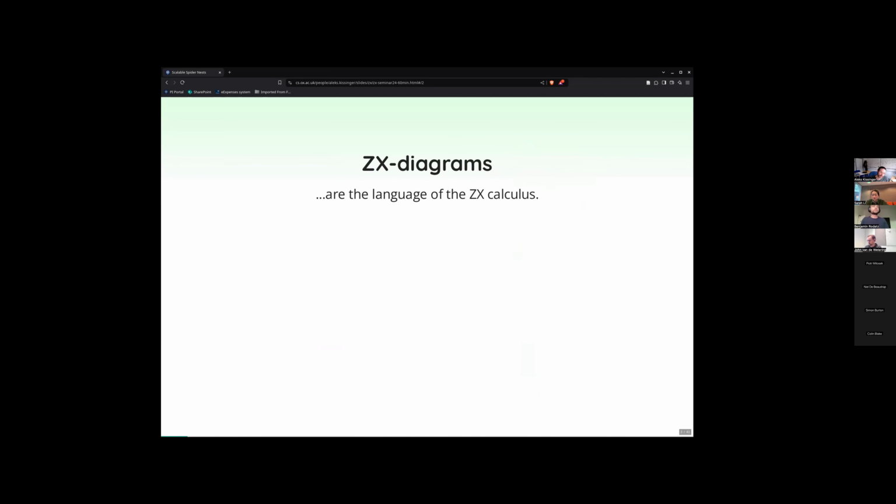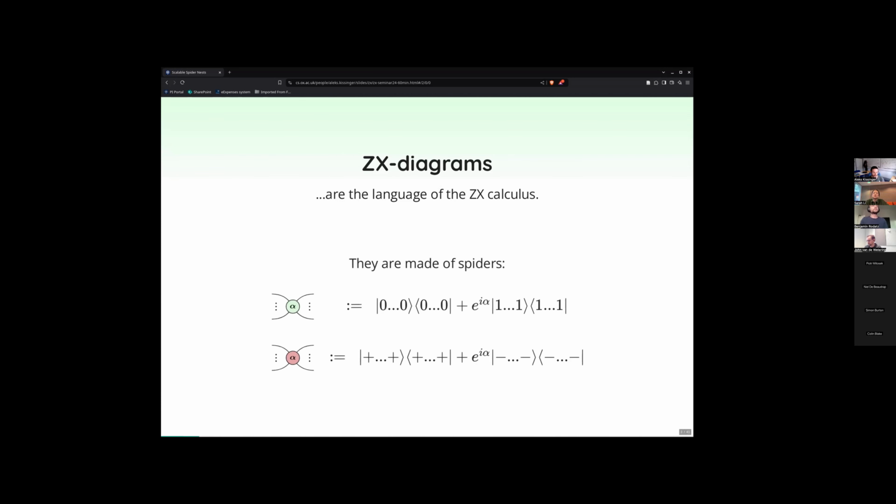Okay, so I'll just motivate where we're going and explain some basics before I get into what I'm actually trying to accomplish: what are transversal gates and spider nests and all this stuff. Okay, so most people know what ZX diagrams are. These are the language of the ZX calculus.